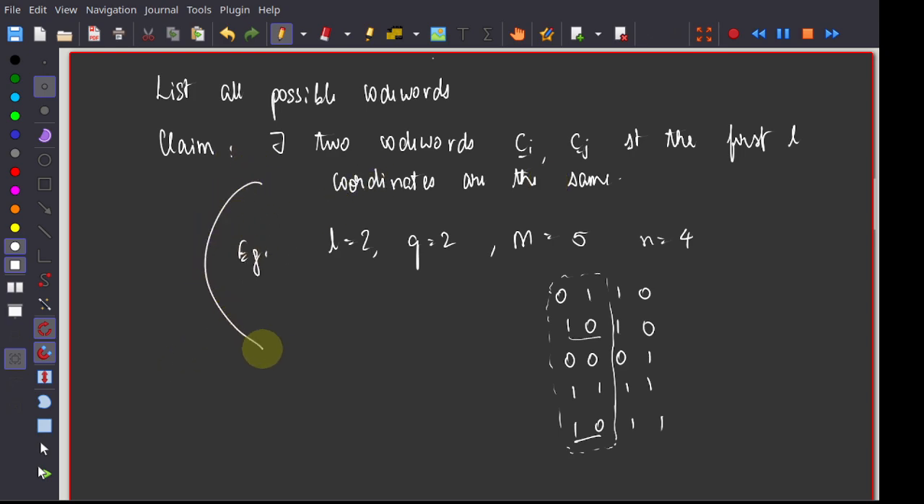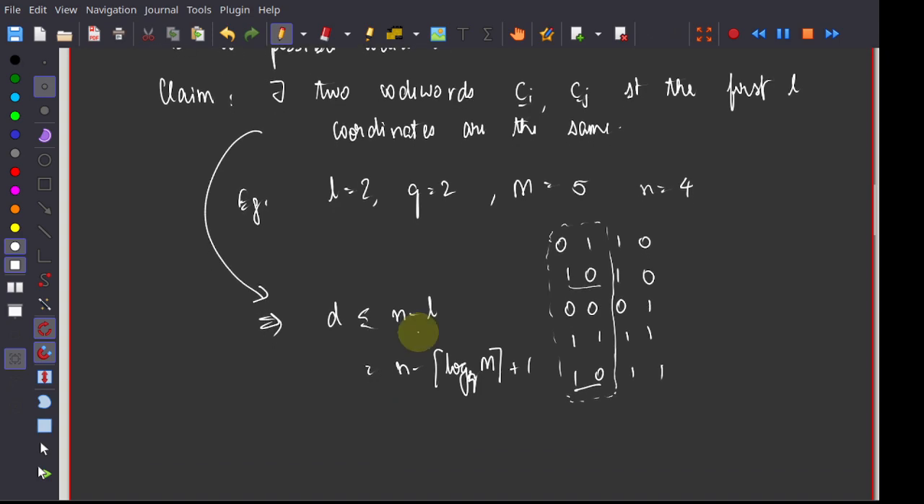So what this implies is that the minimum distance can be no larger than N minus L, because there are two code words for which the first L coordinates are exactly the same. But what is L equal to? L is the ceiling of log M to base Q, minus 1. So d is at most n minus log M plus 1, which is the same as n minus k plus 1. Now this holds for any code, not just linear codes. Any questions?